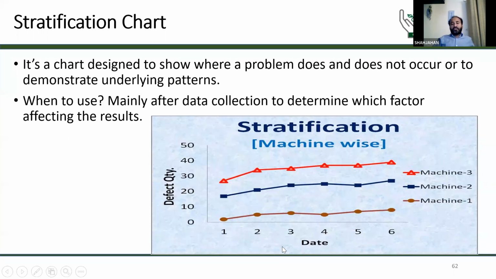For example, we have 3 machines making defects in preparation. Machine 1 has fewer defects, machine 2 has more, machine 3 has even more. So by this stratification chart, we can easily visualize that the 3rd machine is causing more problems, so we have to check more what the issue is.